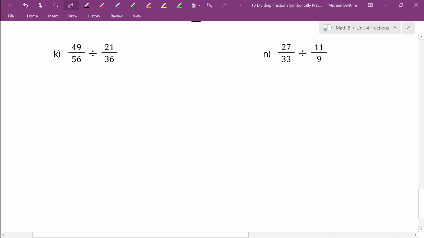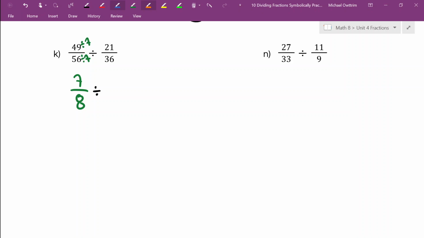In question K, we're going to start by simplifying. Both 49 and 56 are multiples of 7. So I'm going to start by simplifying that fraction. So 49 divided by 7 is 7, and 56 divided by 7 is 8. We need to divide that by the second fraction.